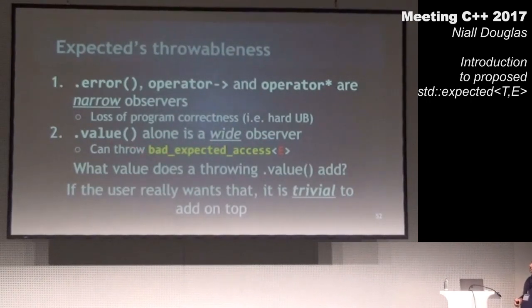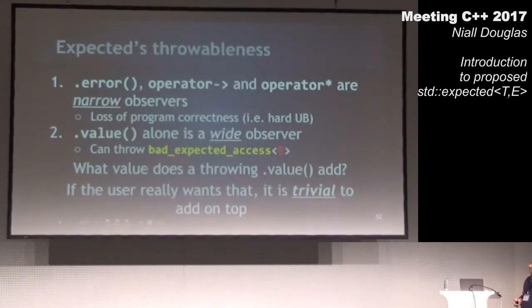If you try to observe value, and notice that the star operator does exactly the same but without the wideness, it will throw this exception, bad expected access, with a copy of the E. Now, I just don't get this, and I said so in the paper that I sent to WG21. What does this actually add?